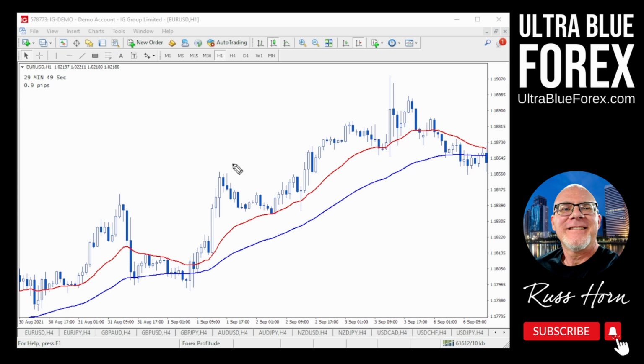Now, you may have a way of entering the trades that you like. What you're going to find is that when the price gets close to the 20 EMA, a lot of the times we're going to get bigger candles that push away from those EMAs.